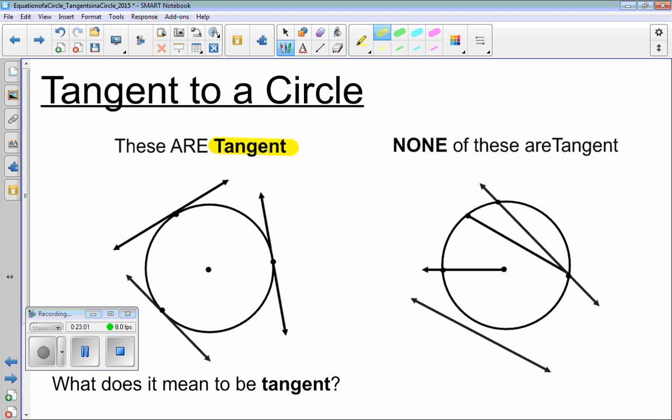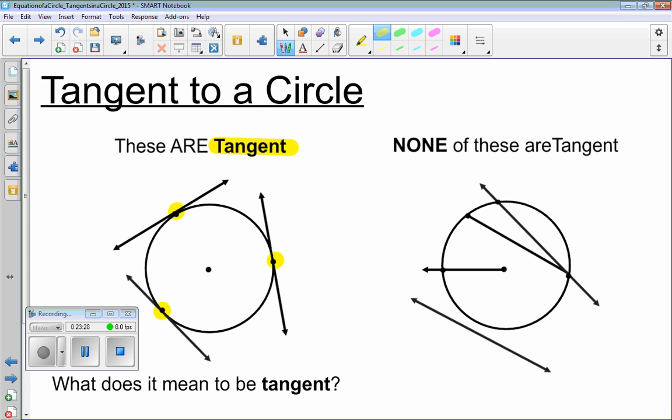And what makes a tangent line a tangent line? If these are all tangent and over here are not tangent, what makes a line tangent to a circle? Who could explain that to me? Marvin, go ahead. Exactly one point. We call that the point of tangency. So all of these points here are going to be the points of tangency. They don't touch it anywhere else.